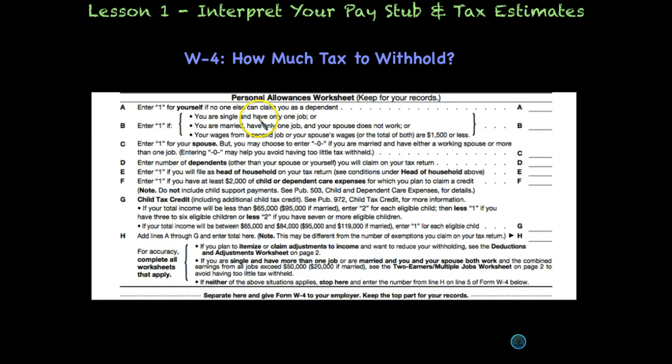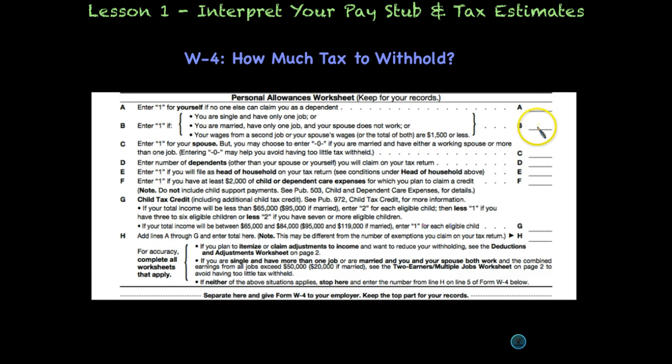Well, notice here, this worksheet helps you to think about that. You automatically get 1 exemption for yourself. You also get 1 if you're married and only have 1 job, your spouse doesn't work, or your wages are fairly low. You also get a 1 for your spouse if you're married. You get 1s for your dependents. If you have 2 children, you get 2. There are other things on here too that increase your exemptions.